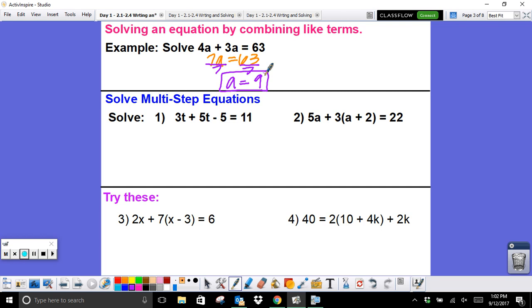Okay, this next one, it says solve 3t plus 5t minus 5 equals 11. So I need to find my like terms first. So I have a 3t and a 5t. So that makes 8t. And I still have minus 5 equals 11. Make sure you're showing every step. Okay, now I'm going to add 5 to both sides. So I have 8t equals 16. Divide both sides by 8. And t equals 2.